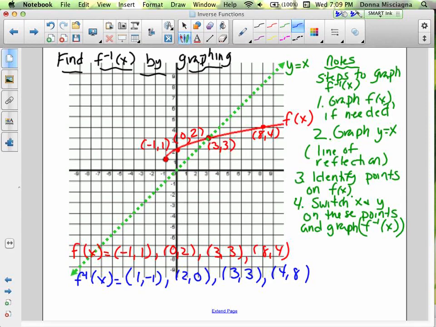Okay. So we've got 1, -1, and 2, 0, and 3, 3. That's nice. And notice that 3, 3 is on the line of reflection, right? So that means if a point's on the line of reflection and we're reflecting over it, it's got to still be on the line of reflection. So there we have that point there. And then we have 4, 8. And that's right here. And I think those are enough points for you to figure out how to graph this.